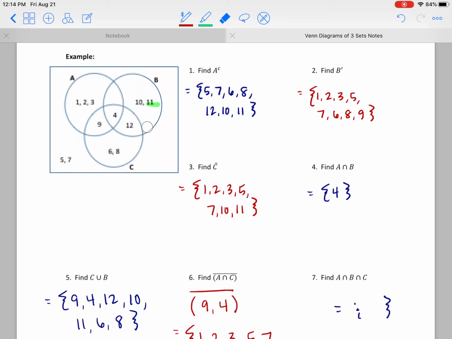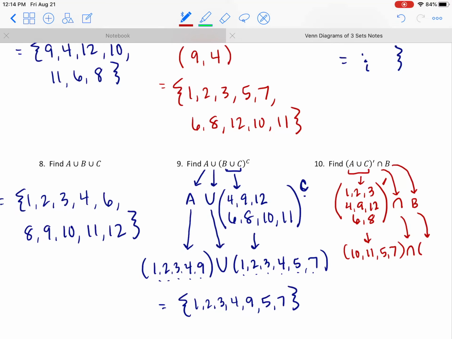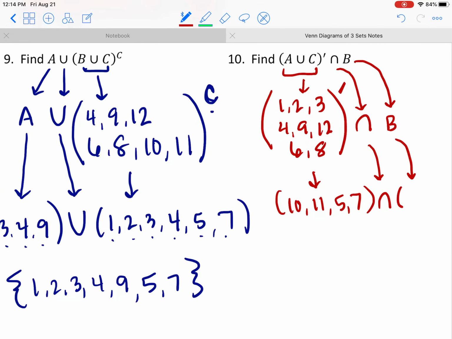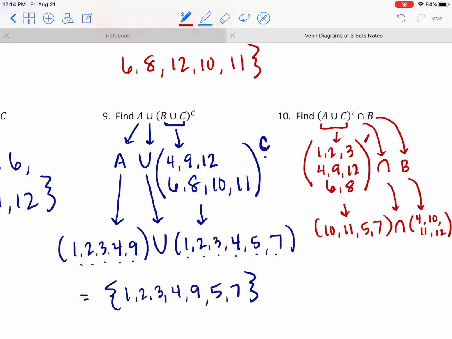I need to find the intersection with B, and B, let's identify from our picture. B contains 4, 10, 11, and 12. Okay, so the last piece here is now to intersect these two, or find the intersection for these two groups, these two sets.